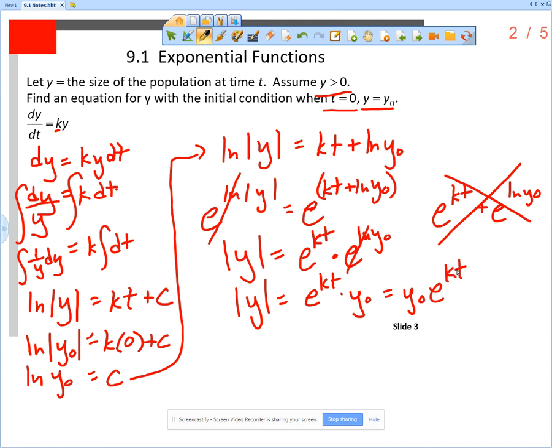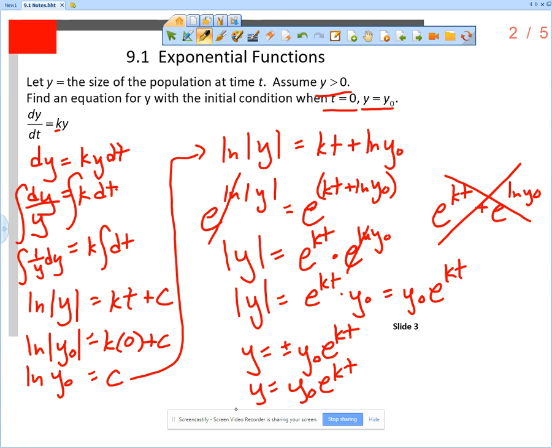Now, I have the absolute value of y, but we were told that y is always positive. But what if it wasn't? Then I would have to get rid of the absolute value by putting a plus or minus: y equals plus or minus y sub 0 e to the kt. In this particular problem, we would just say it's the positive because y is always positive. So y equals y sub 0 e to the kt.